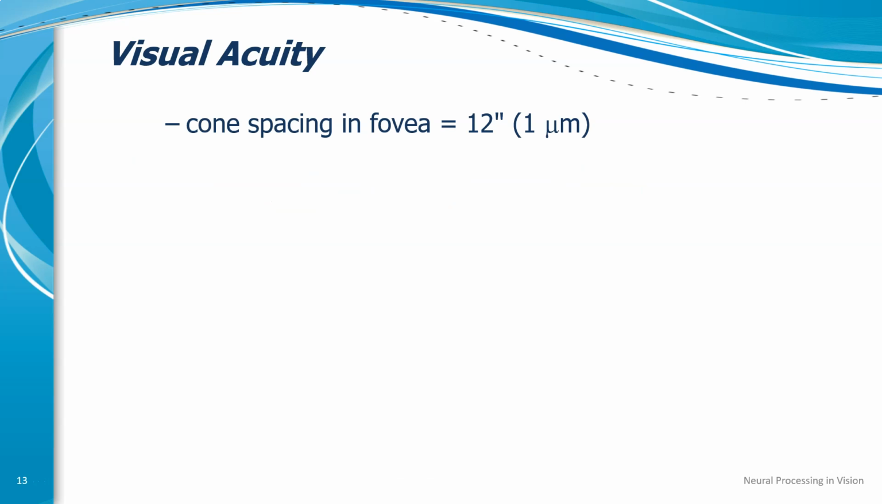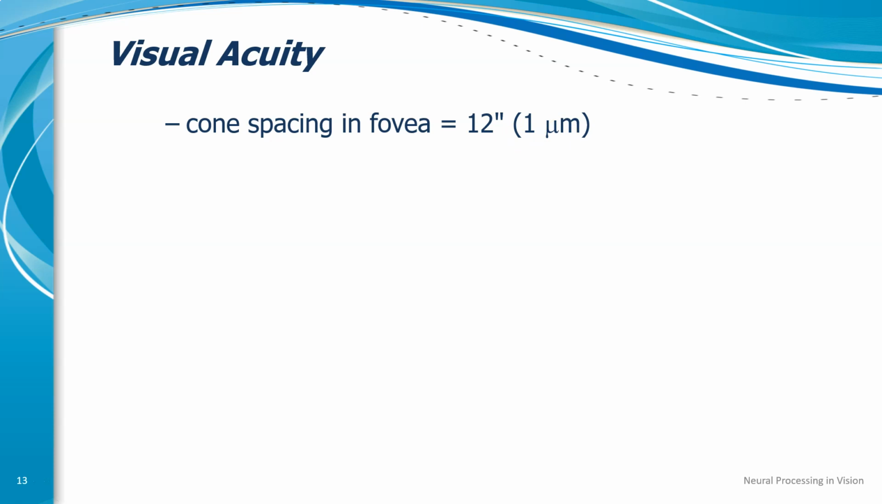Okay, so we're going to be focusing on the cones in the fovea. As you know, we only have cones in our fovea. Our fovea gives us our highest high-resolution vision. Now we can actually measure the distance of the cones from each other in the fovea. It is 12 seconds, or 1 micron. So they're pretty jammed in there, pretty close together.